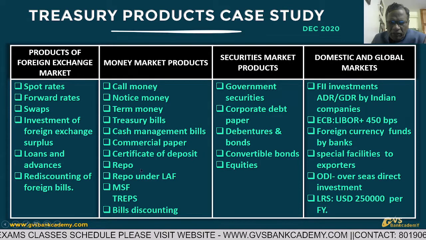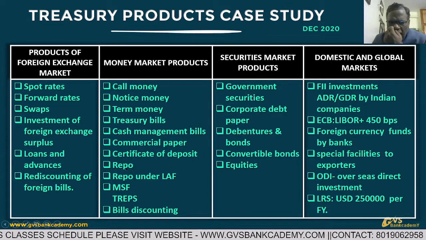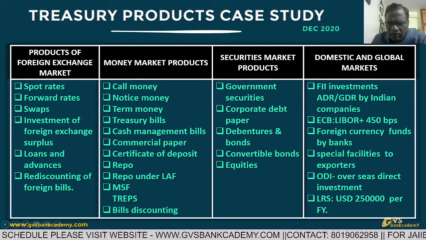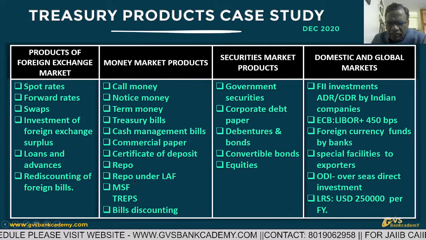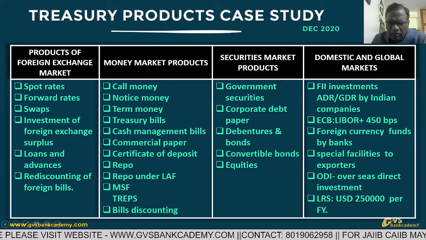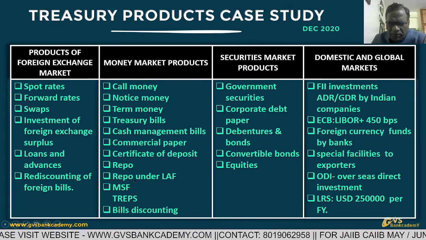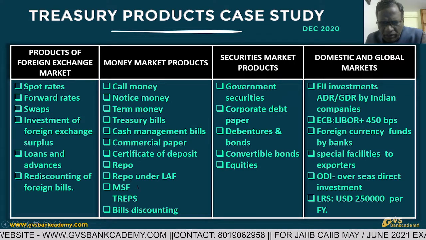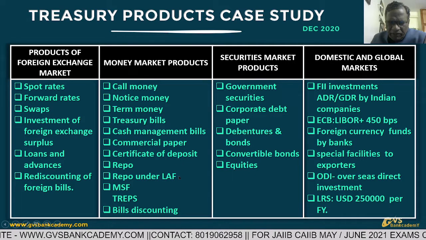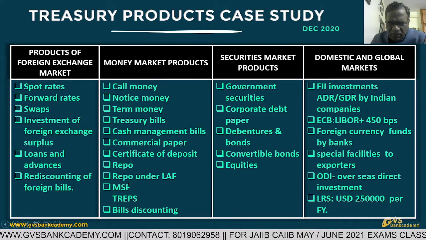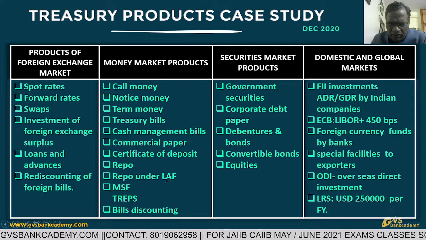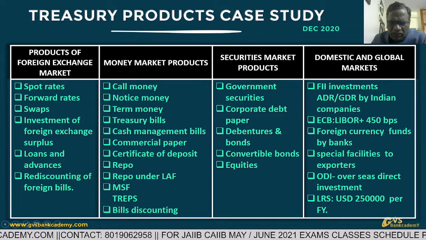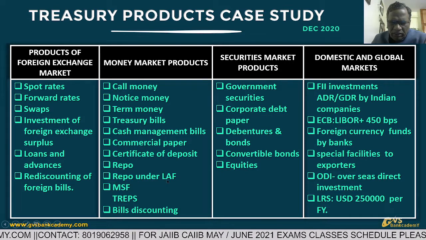Repo: borrowing from RBI against SLR securities, or from other banks also. Repo under LAF means borrowing from RBI is called repo. Against SLR securities, banks borrow from RBI; that is called repo. Repo is the abbreviation of repurchase obligations. That is part of LAF, liquidity adjustment facility. Under liquidity adjustment facility: repo, reverse repo, marginal standing facility. Reverse repo means if any bank has excess funds, those excess funds are parked with the Reserve Bank of India. That is called reverse repo.